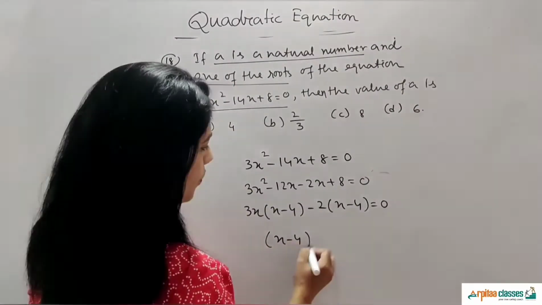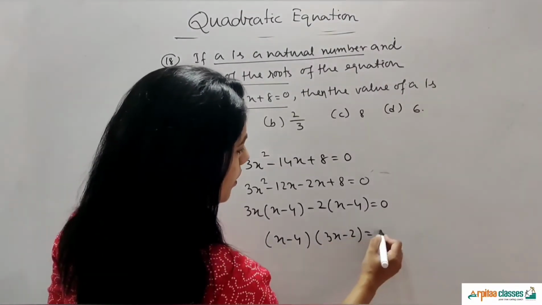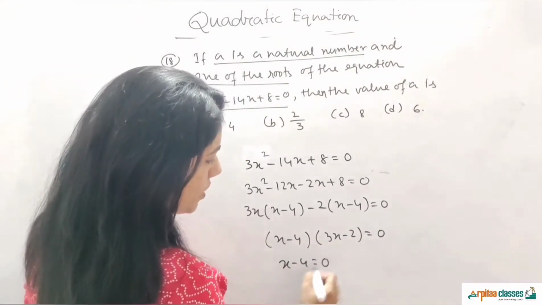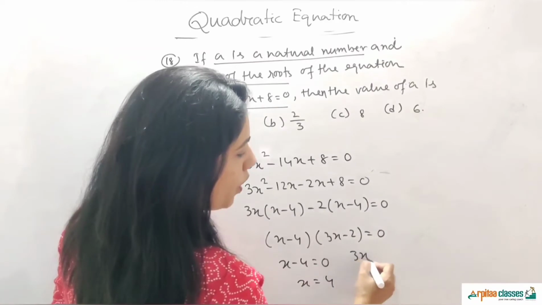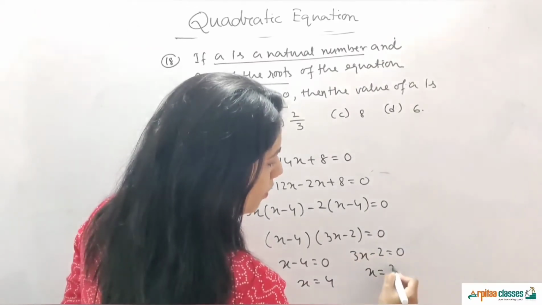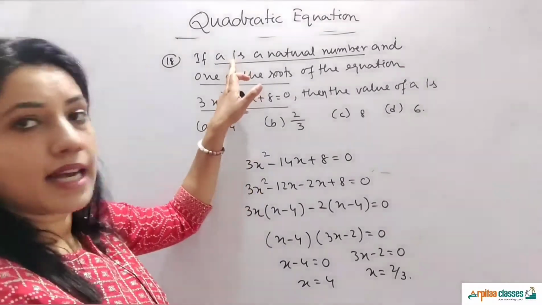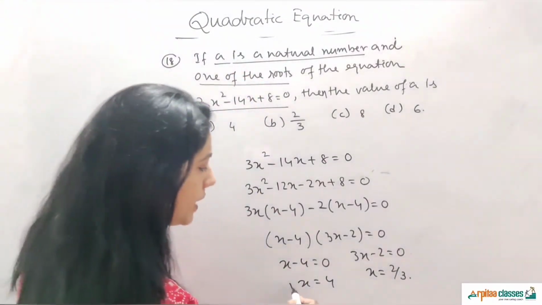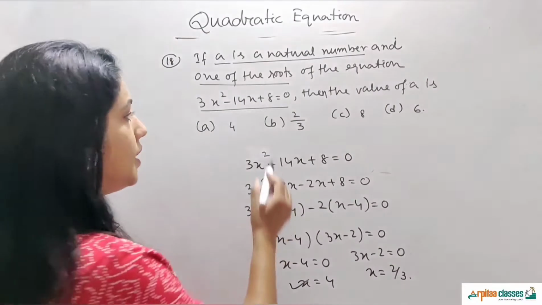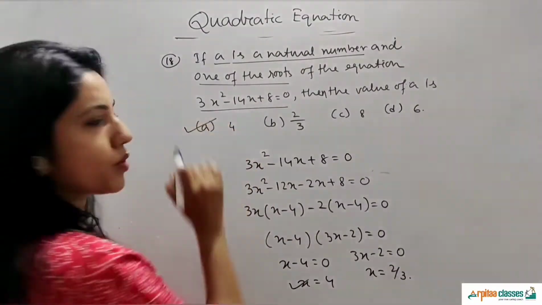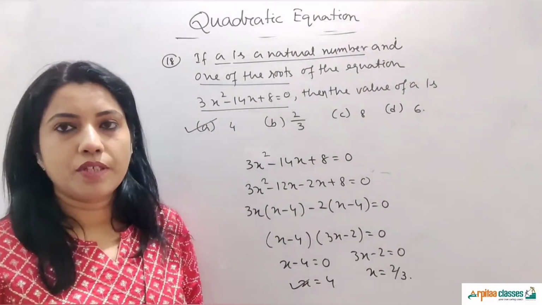So x minus 4 and 3x minus 2 equal to 0. X minus 4 is 0, value of x is 4, or 3x minus 2 is 0, value of x is 2 by 3. These are the two roots, but they are saying that a is a natural number, so we have to take this value of a. Let us see the option, x is equal to 4. So this is the right option for this question.